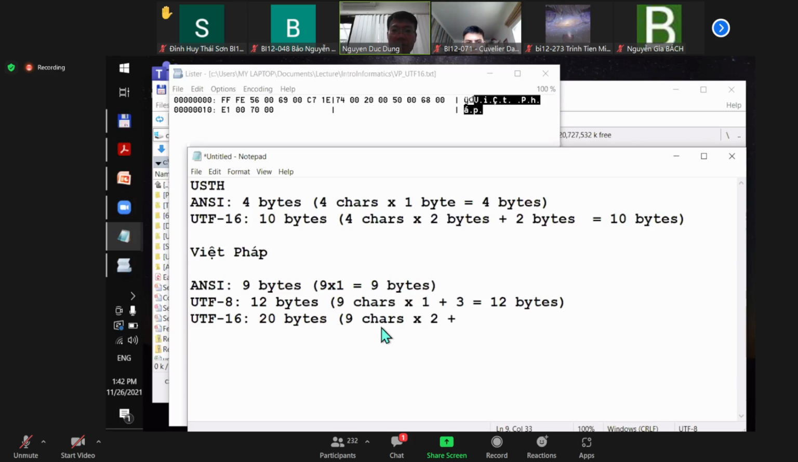Plus 20 bytes. 9 characters multiplied by 2, it means that 9 characters cost 18 bytes. 18 bytes, it means that the remaining would be 2 bytes. Yeah, we could see that for the UTF-16 encoding scheme, we need first 2 bytes for something.